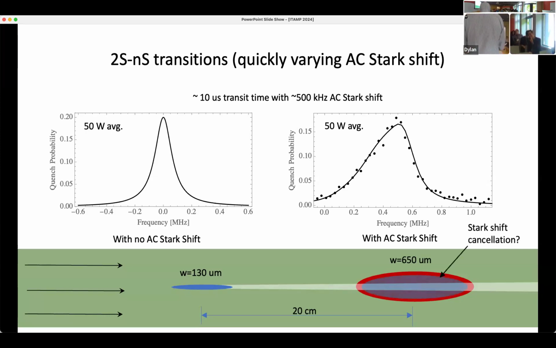But it did give us an idea, which is that perhaps a simple technical fix for this is to do an AC Stark shift cancellation of our first beam. So basically, just introduce a secondary laser field, which removes that AC Stark shift.